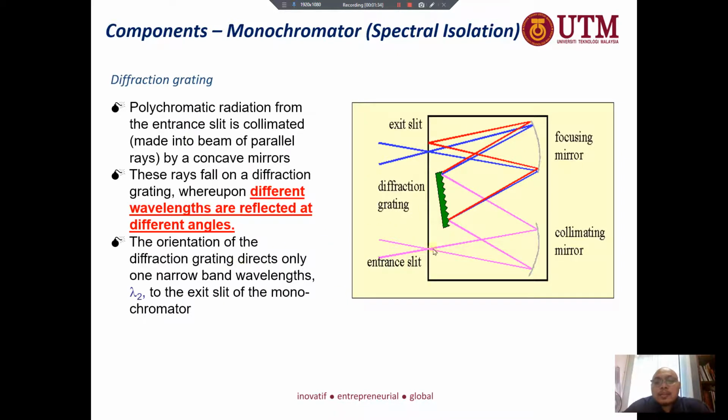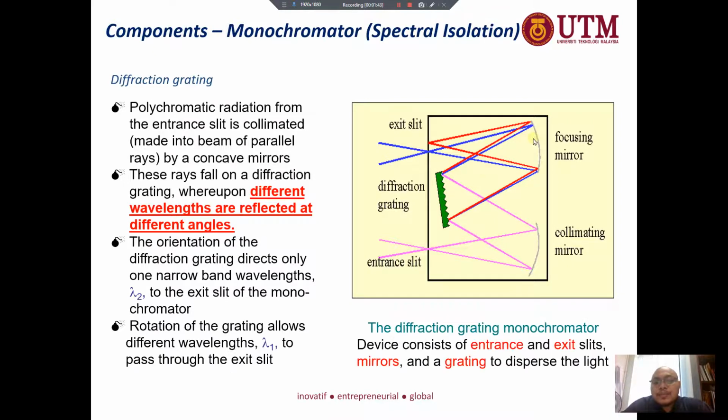And then the orientation of the diffraction grating directs only one narrow band of wavelength to the exit slit of the monochromator. So here we have the focusing mirror. At the diffraction grating, it will be separated into separate wavelengths. So at the focusing mirror, it will narrow the separated wavelength to the exit slit. Okay, rotation of the grating. We actually can rotate the diffraction grating to allow a specific wavelength to reach the exit slit.